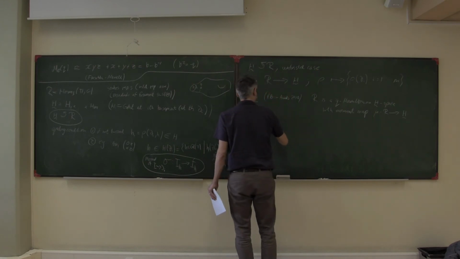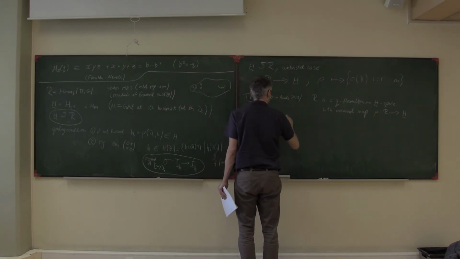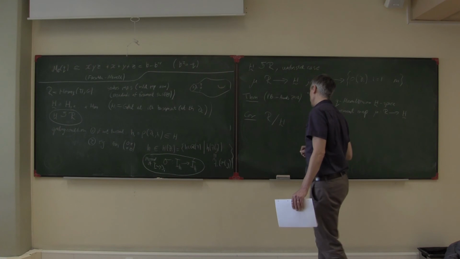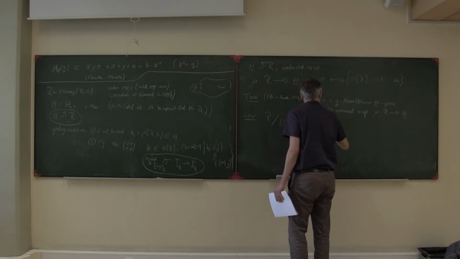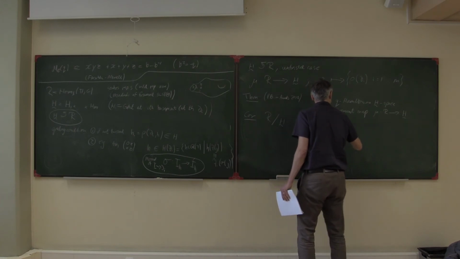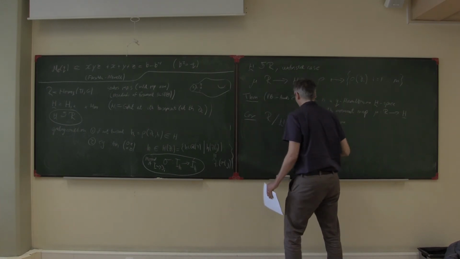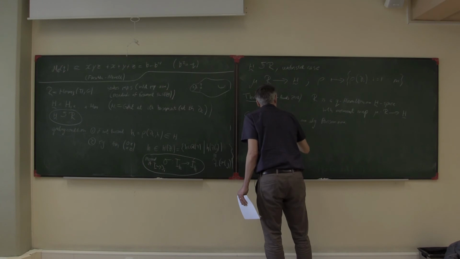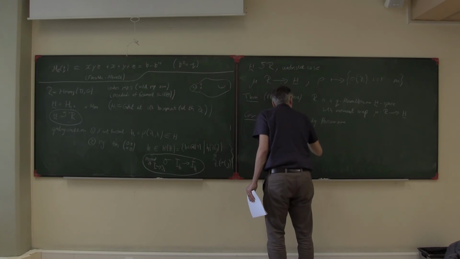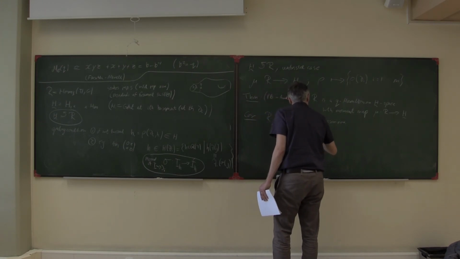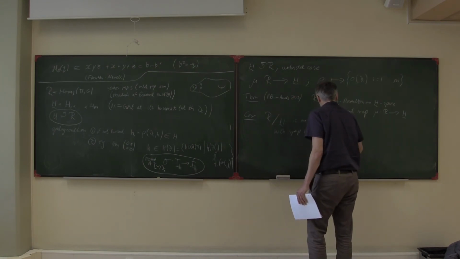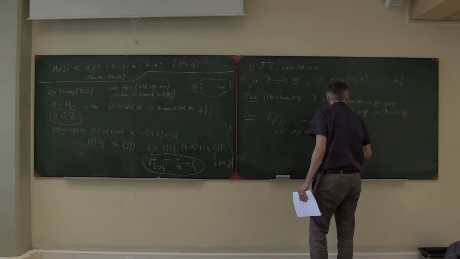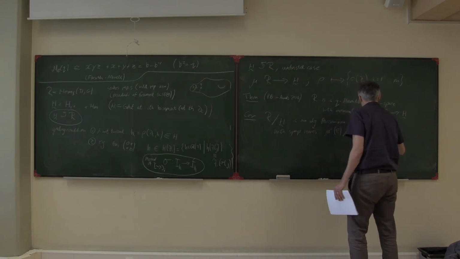And so this just says that R modulo H, the direct GIT quotient, is an algebraic Poisson variety with the symplectic leaves being the symplectic quotients. The symplectic leaves, so mu inverse of C modulo H for conjugacy classes C in H.